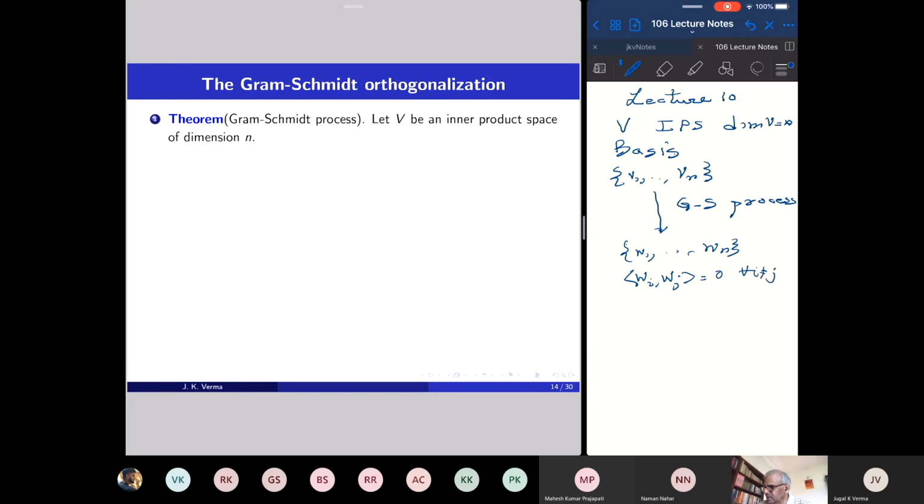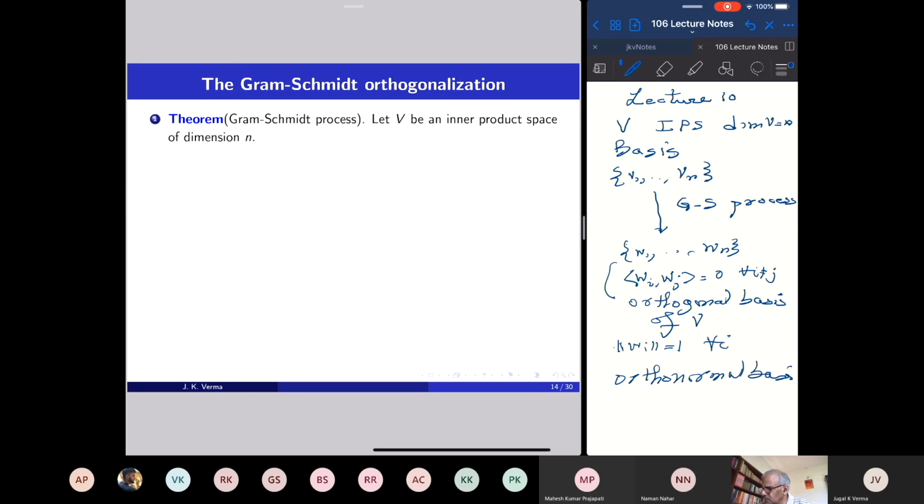And if we desire them to be unit vectors, we can always divide by their length and get a new basis. Whenever this condition is satisfied, that is, the vectors in this basis are mutually perpendicular, then this is called an orthogonal basis of V. And if in addition the vectors have unit length for each i, then this basis is called an orthonormal basis.